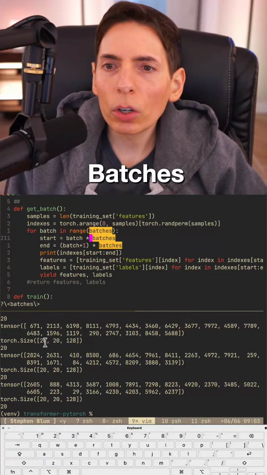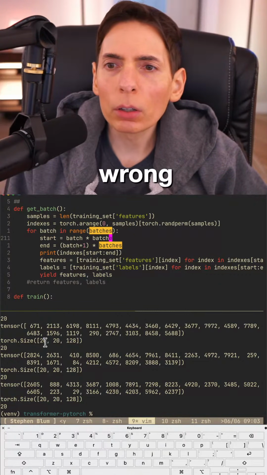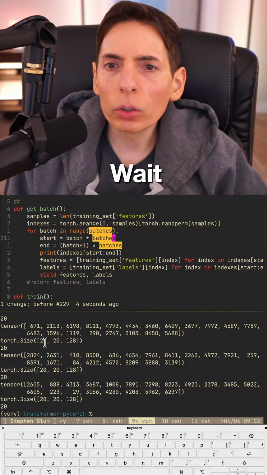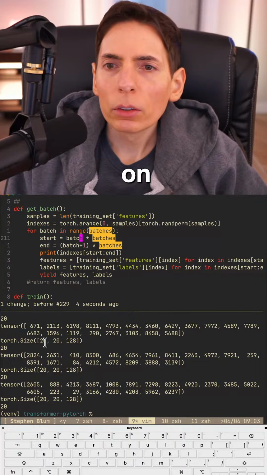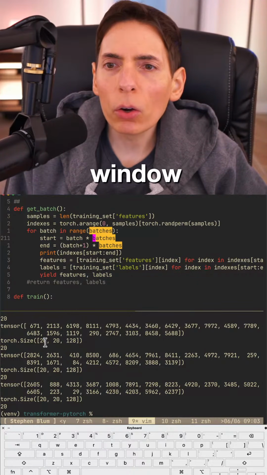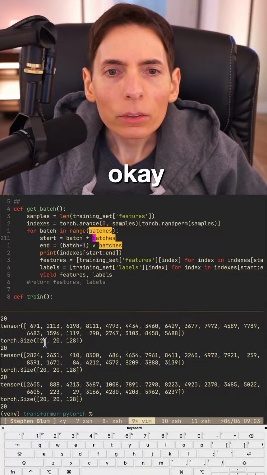Batches. Start. Oh, that will be 0. Okay. This is wrong. There we go. No. Wait, hold on. See, current batch times the batch window. Yeah, that's fine. Okay.